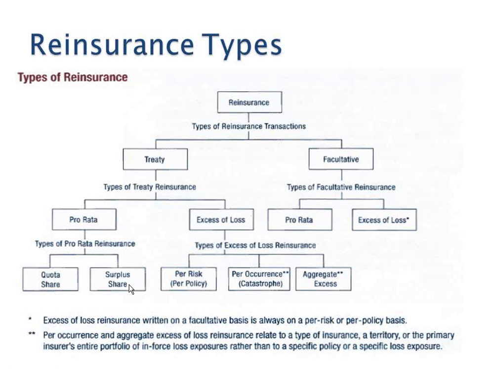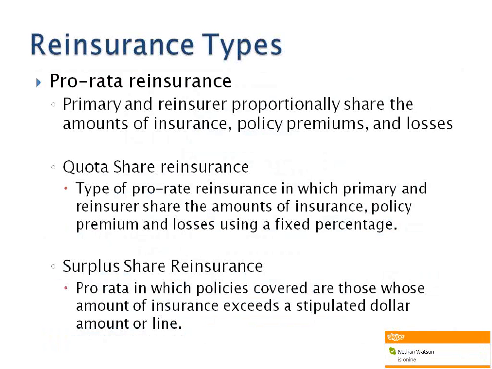We're going to cover those two in a moment. And then also under excess of loss, you're going to have per risk, per policy, per occurrence, which would be catastrophe, and then aggregate excess. So as we go through the next couple slides, the goal is to understand how all these pieces fit together and how they operate, and see where the decision tree looks. You can have pro rata under both, but how are treaty and facultative different on those?